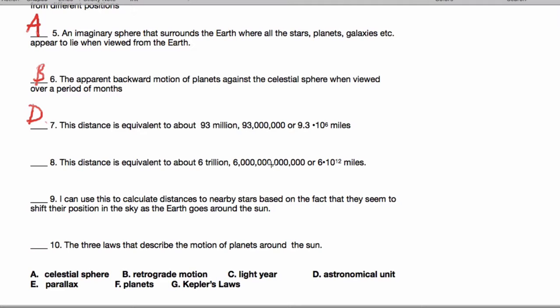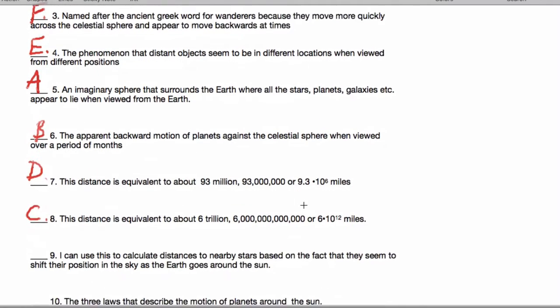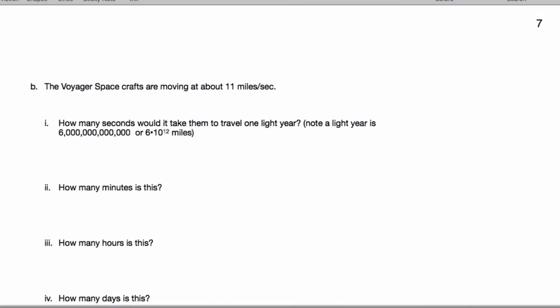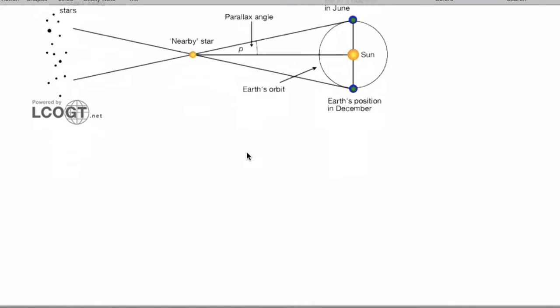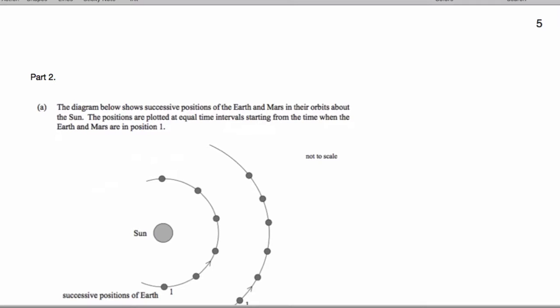Now, this other gigantic distance, about 6 trillion miles, that is a light year. And just to be clear, that is the distance light travels in 1 year. This term, I can use this concept or idea to calculate distances to nearby stars based on the fact that they seem to shift their positions in the sky as Earth goes around the sun. By the way, there's a little drawing of this later on, right here on part 4, I actually have that in the practice quiz.